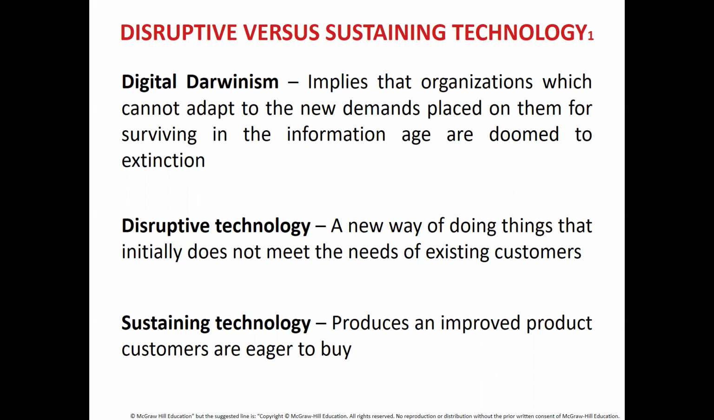Now, digital Darwinism implies that organizations which cannot adapt to the new demands placed on them for surviving in the information age are doomed for extinction. In the term digital Darwinism, in simple terms, what we say is either businesses need to step up or they need to step aside. In other words, if the businesses are not able to keep up with the current information age and also not able to meet the latest technological demands, they have to close out. This is what digital Darwinism would mean.